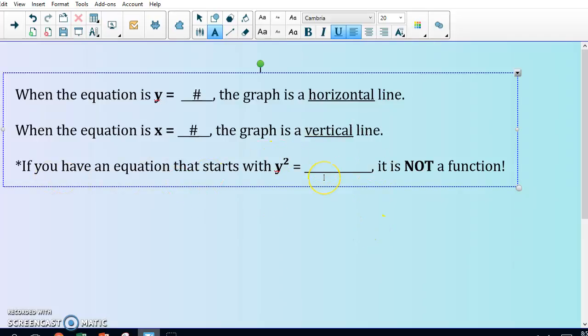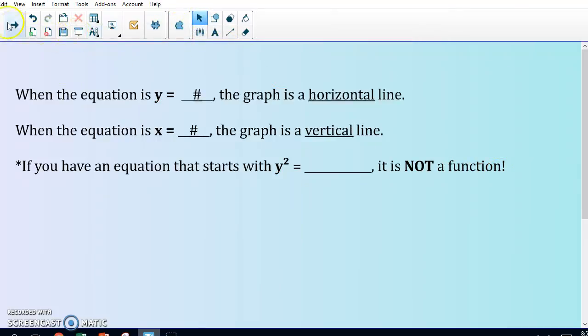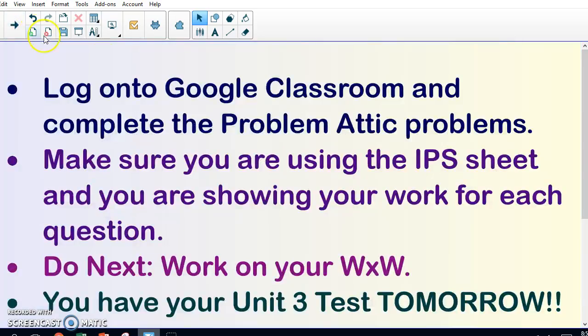Now, one last thing to keep in mind. If we have an equation that starts with y squared and it equals another part of the equation, it is not considered a function. Make sure you tape this paper into your notebook with your functions notes.